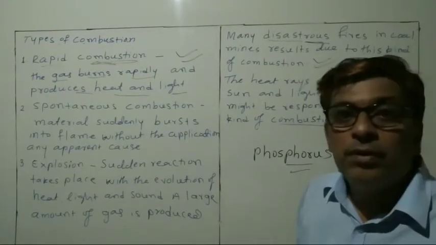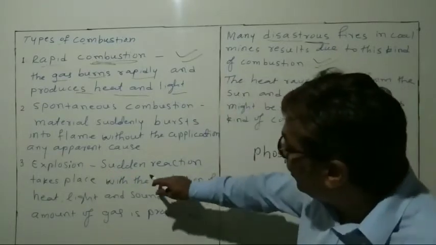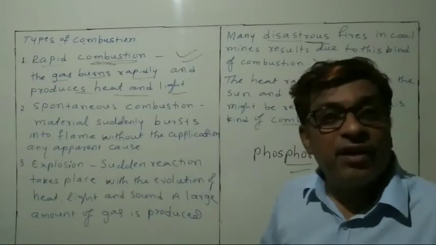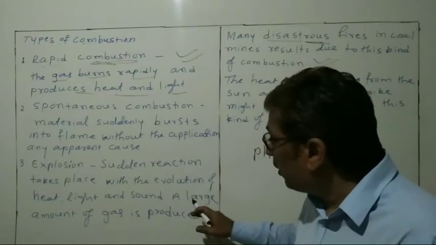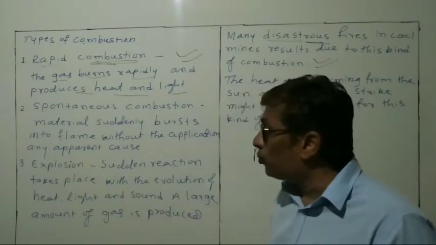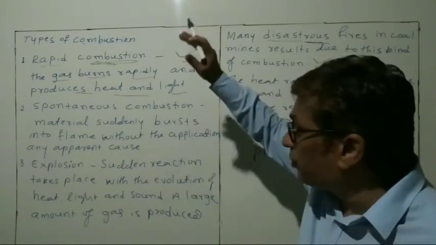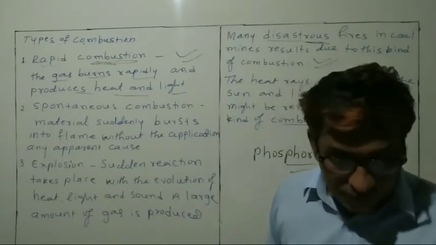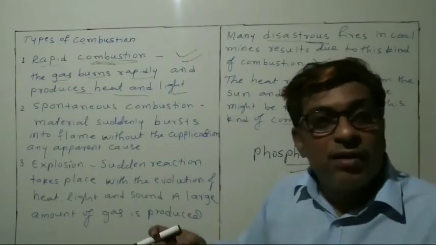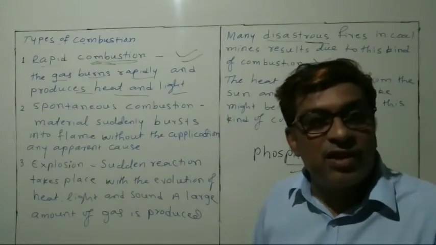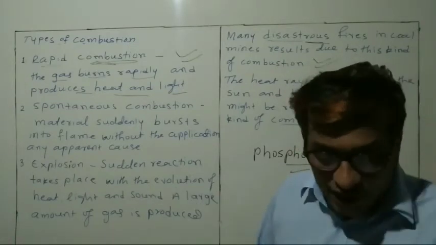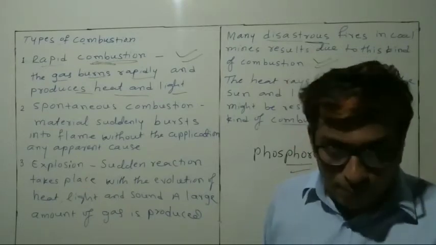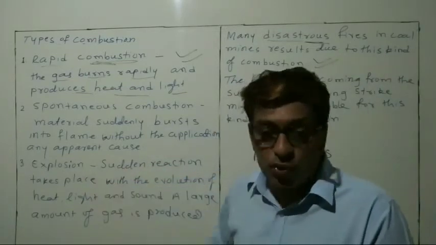Okay, students. Now the third one is explosion. See, in this type, a sudden reaction takes place with the evolution of heat, light and sound, and at the same time a large amount of gas is also produced. For example, when you burn firecrackers during festivals like Diwali, a sudden reaction takes place with the evolution of heat, light, sound, and also a lot of smoke is produced. Such reactions are examples of explosion.